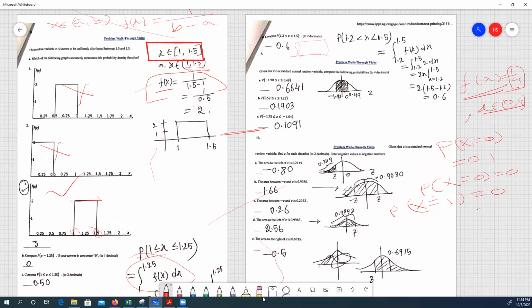So 1.2, okay, this is 1.2. Yeah, my drawing is weird, 1.5. So this is 1.2 and this is 1.5. So that means basically you have to find this area.